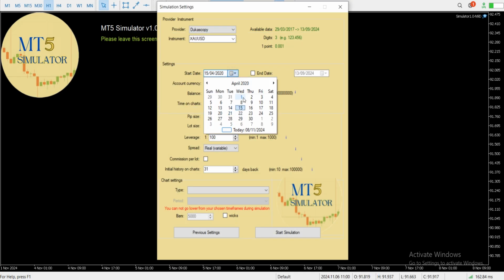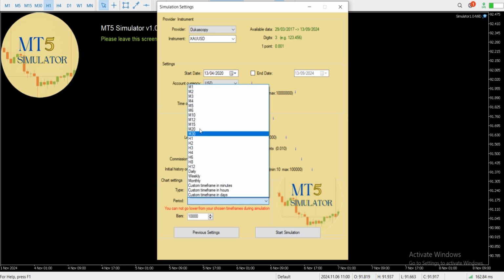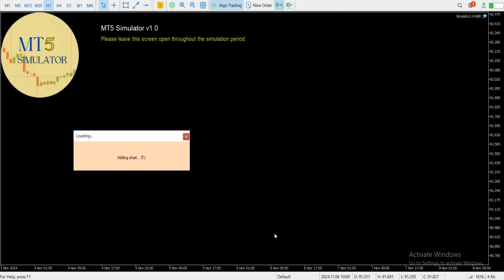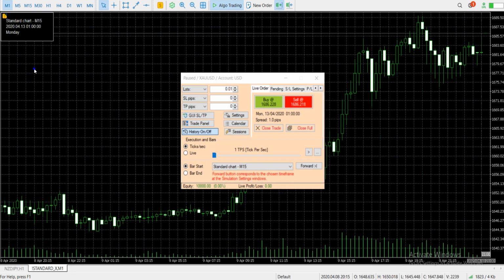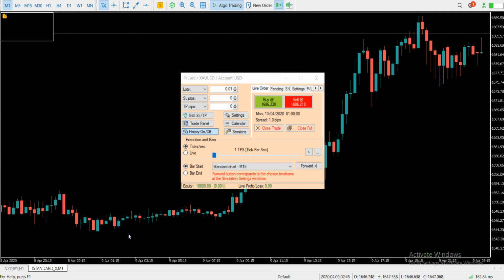Okay, so it's on Wednesday. I want to backtest this whole week, so I think I can do a little bit of cheating here. I can start from Monday. New York close, spread will be fixed 10 pips. It's 1000 days back. Initial history on charts, standard period will be M15. And let's start the simulation. Load it to simulator.